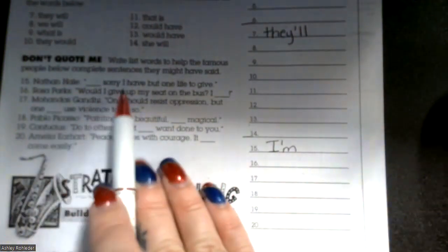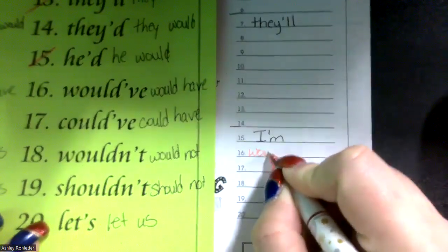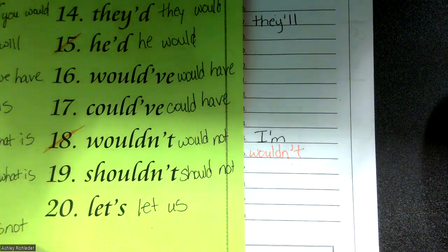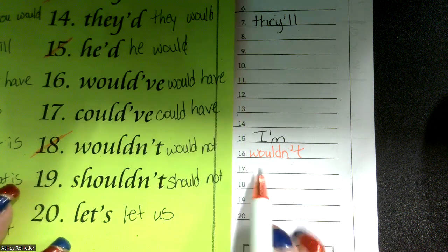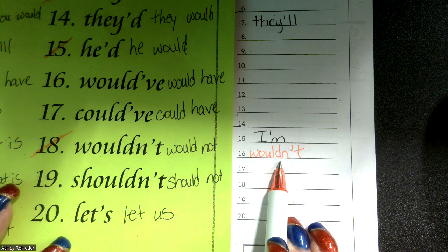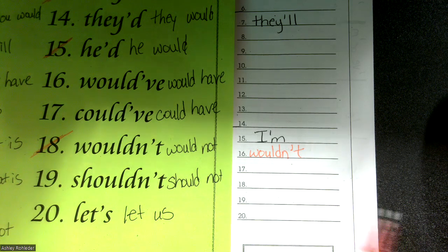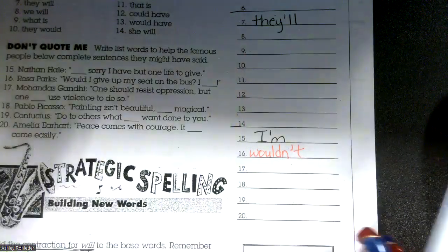Number 16, would I give up my seat on the bus? I wouldn't. W-O-U-L-D-N apostrophe T. And then I'm going to cross off number 18 on my list. Why are you writing up there, Teddy? I'm on number 16. Underneath I'm. There we go. And then I crossed off wouldn't on my list.